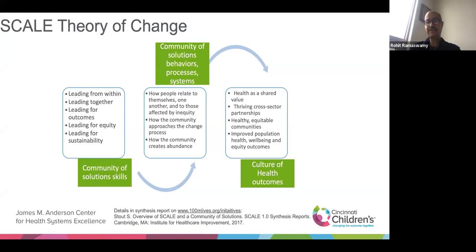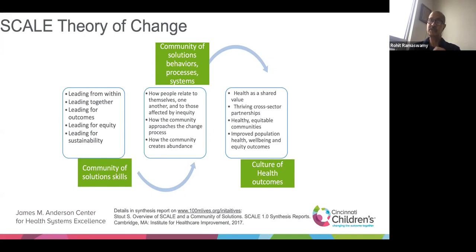And so there were 5 training areas: leading from within, leading together, leading for outcomes, leading for equity, and leading for sustainability. And so leading from within was primarily about individual leadership skills. How do we grow my skills to be a leader within my community? Leading together had to do with sharing, collaboration, teamwork, learning from each other, building relationships, for building coalitions for change, and so on.